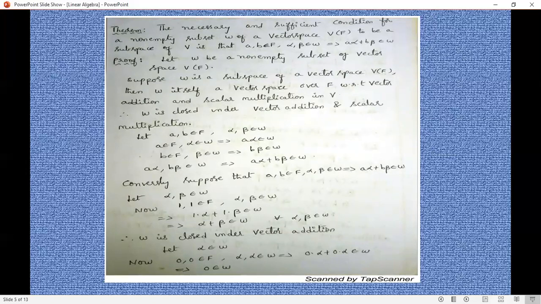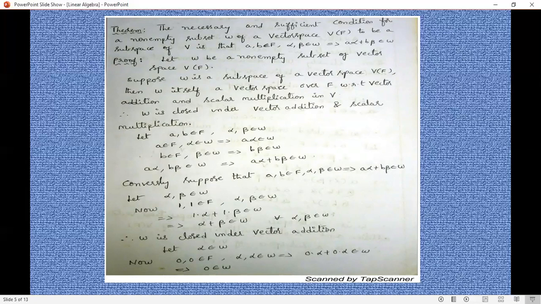The necessary and sufficient conditions for a non-empty subset W of a vector space V of F. Here, V of F is a vector space and W is non-empty, that means W not equal to phi and W is contained in V. Then what we have to prove? W is a subspace of V if and only if A alpha plus B beta belongs to W for all A, B belongs to F, alpha, beta belongs to W. Okay, have you understood? Now we are coming to the proof. What we are taking: W.